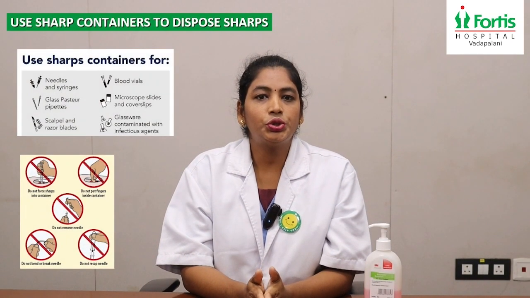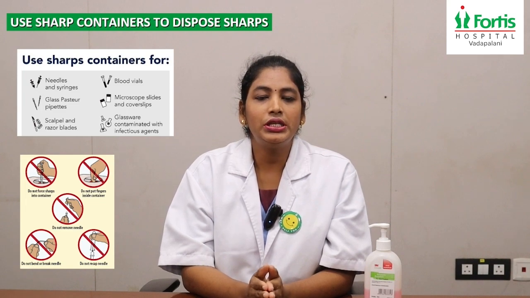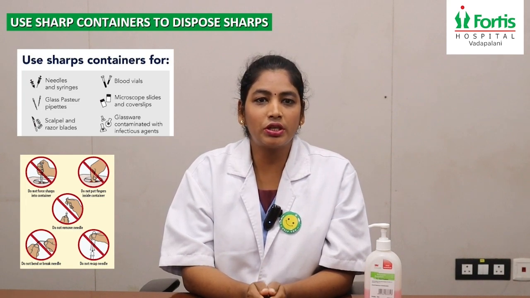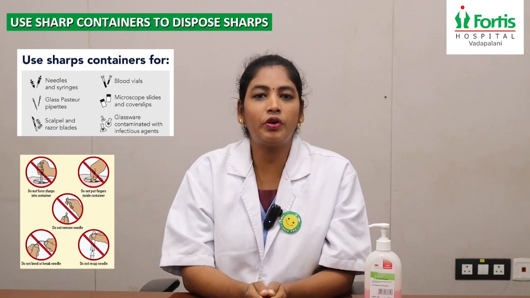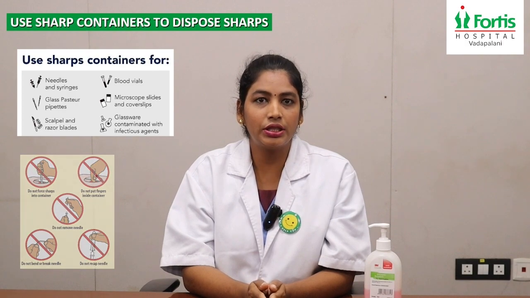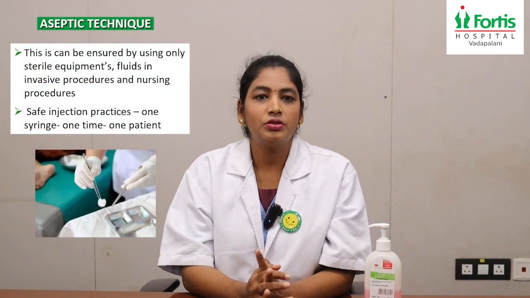In the white color puncture proof container, we discard all kinds of sharps. Use sharp containers to dispose of the sharps. After using a sharp, immediately discard it into the sharp container. We have to follow the do's and don'ts while discarding and handling sharps. If we want to recap, we have to follow a recapping technique like the one hand technique, scoop technique or single hand technique. Aseptic technique.